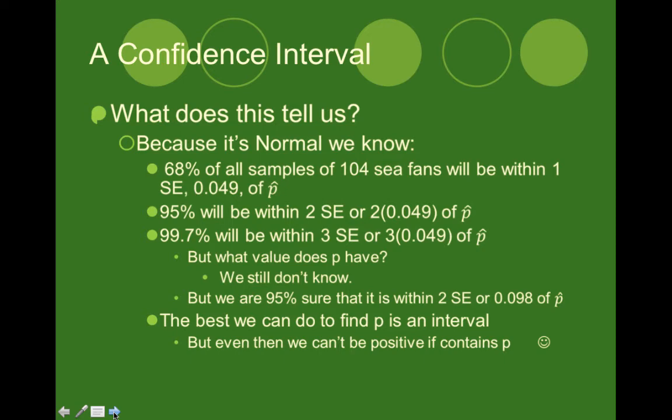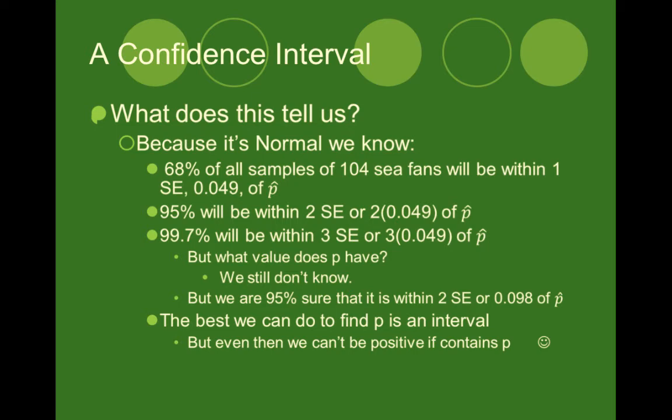Because it's normal, we know that 68% of all samples of 104 CFANs will be within one standard error, which was 0.049, of our sample. 95% will be within 2 standard errors, or 2 times 0.049 of our p-hat, and 99.7% will be within 3 standard errors, or 3 times 0.049 of our sample proportion. Again, this still does not tell us what the value of the population proportion is. We still don't know that population proportion.